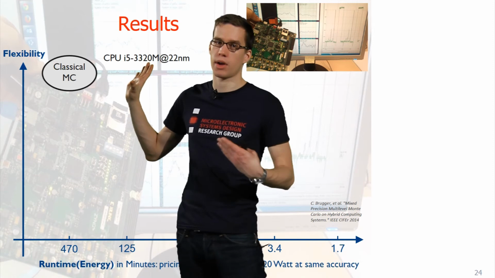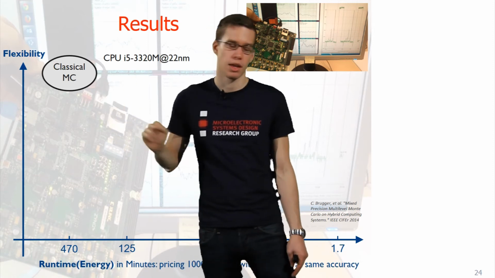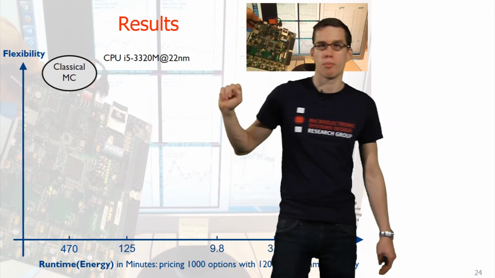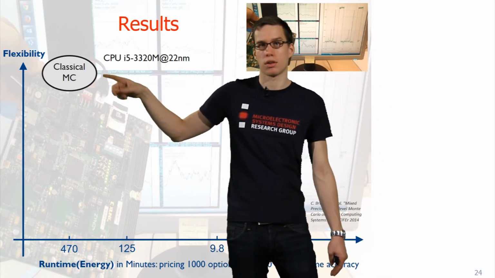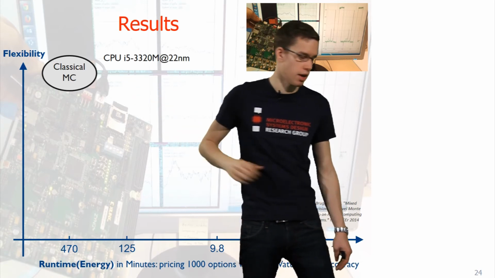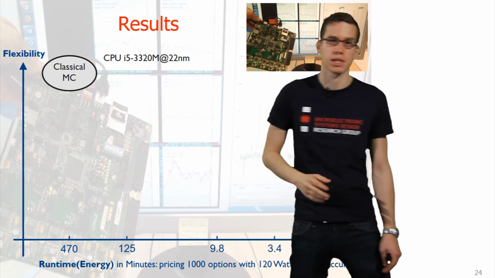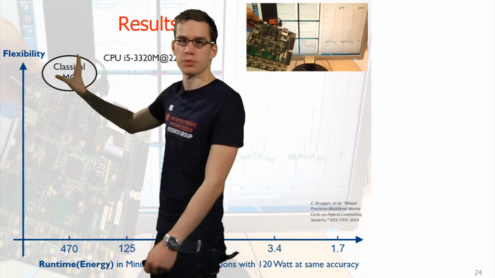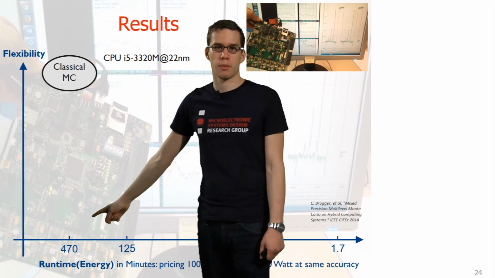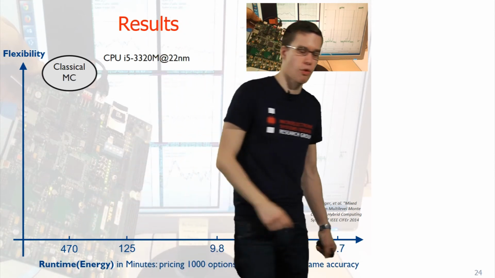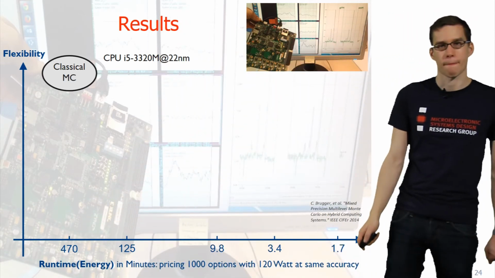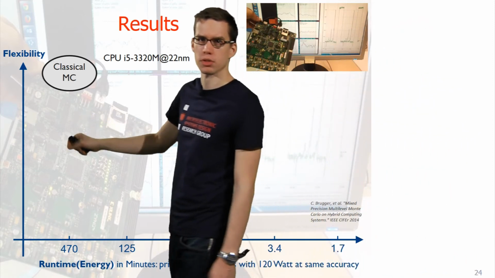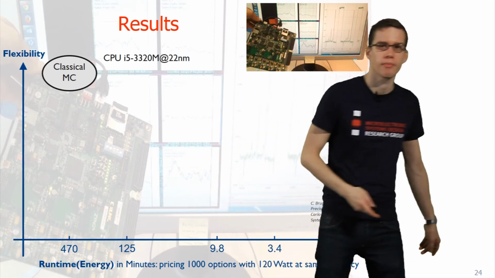We started with the classical Monte Carlo scheme, and that's what many financial institutions are still using. That's what our first example was about. We run it on a CPU, an energy efficient Intel i5 mobile processor. And it's very flexible. It's very easy to add options to that, and it takes 470 minutes. In that case, we use a system with 4 CPUs.